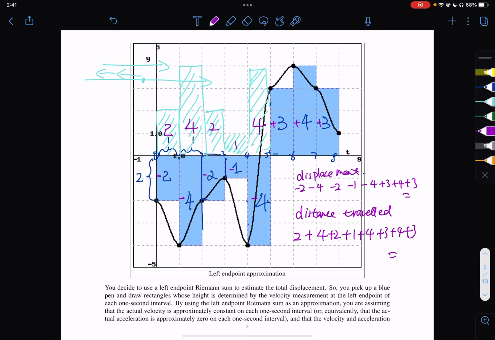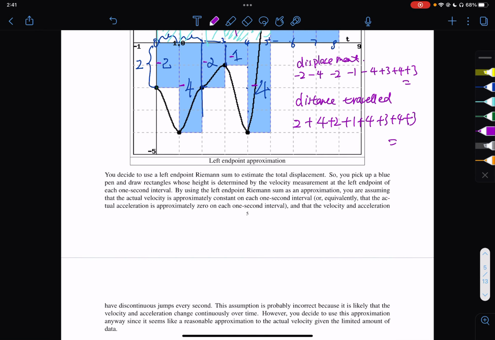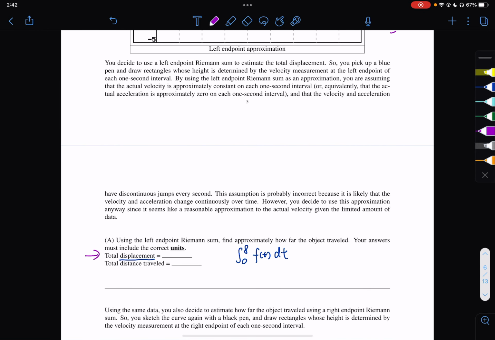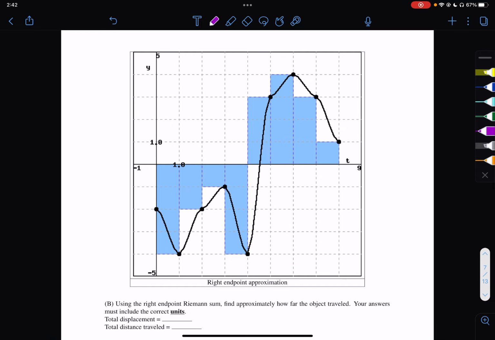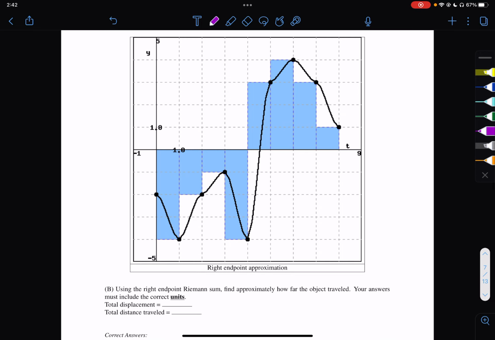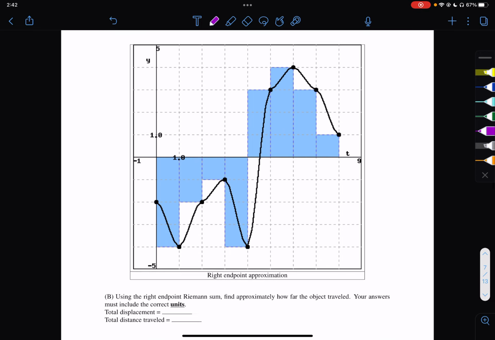Of course, you can figure out both answers. That's supposed to be telling you your total displacement and total distance traveled with the left end Riemann sum. And once you did that, it shouldn't be too hard to do the exact same discussion when you use the right end Riemann sum.